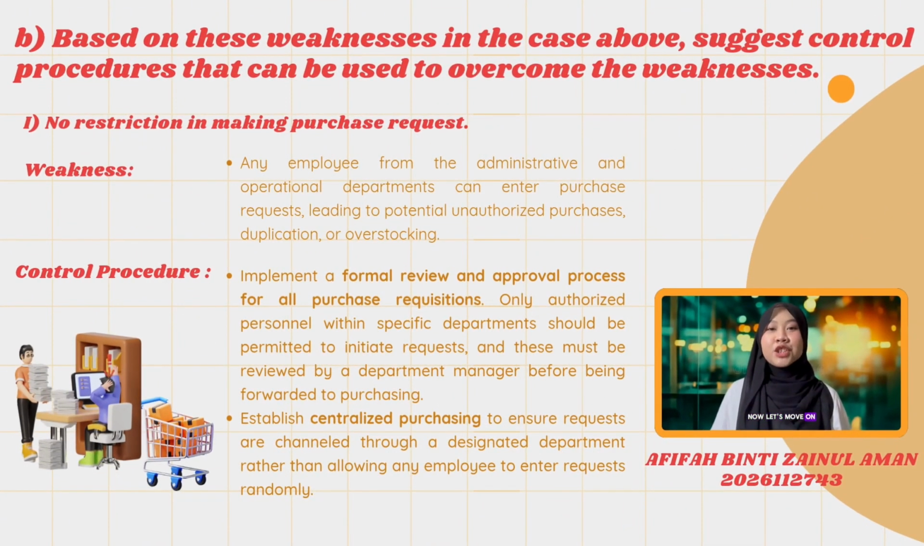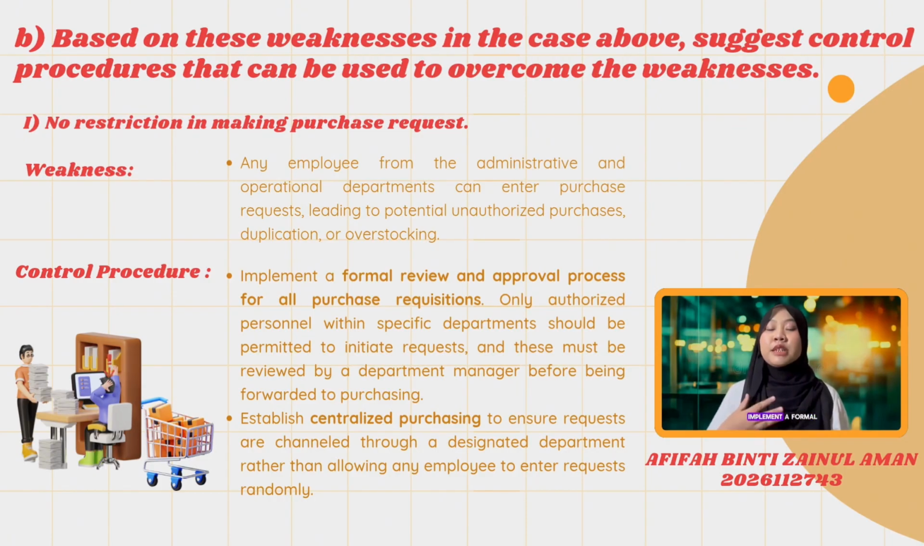Now, let's move on to question B. Based on these weaknesses in the case above, suggest control procedures that can be used to overcome the weaknesses. So, our first major weakness is the lack of restriction in making purchase requests. Currently, any employee from both administrative and operational departments can freely enter purchase requests, which leads to potential unauthorized purchases, duplication, and overstocking. To fix this issue, we propose two crucial control procedures.